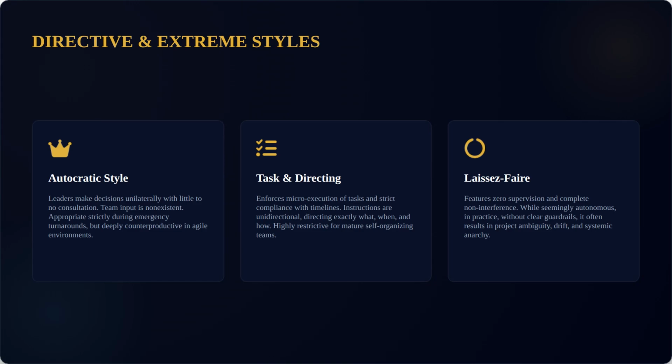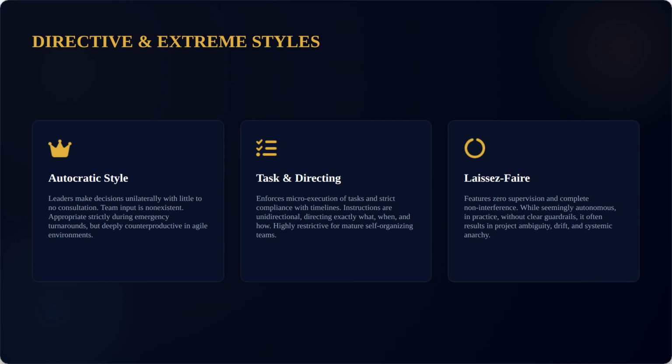Second is the task-oriented and directing style. Here, the leader literally tells the team, you do task A on Monday using the specific tool, don't ask questions. Example, think of a traditional factory assembly line. While highly efficient for repetitive tasks, this completely crushes the self-organization that Scrum projects require.